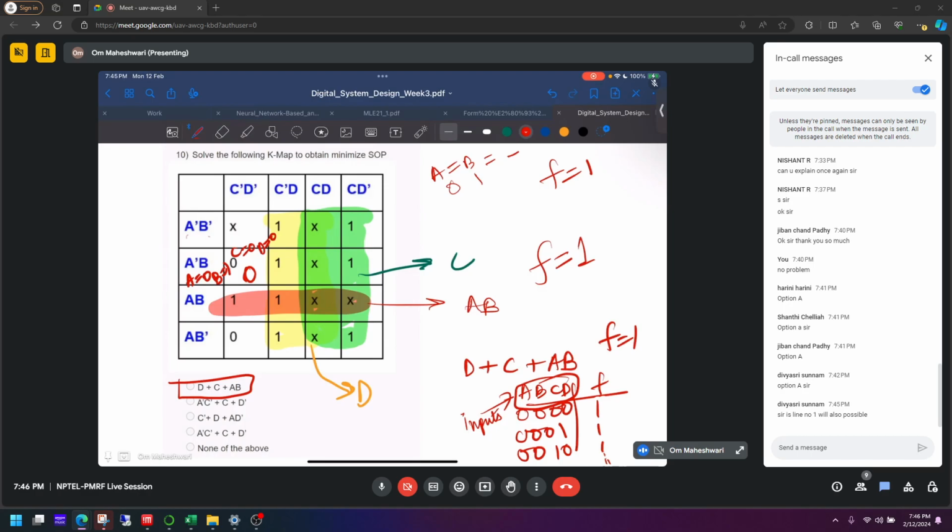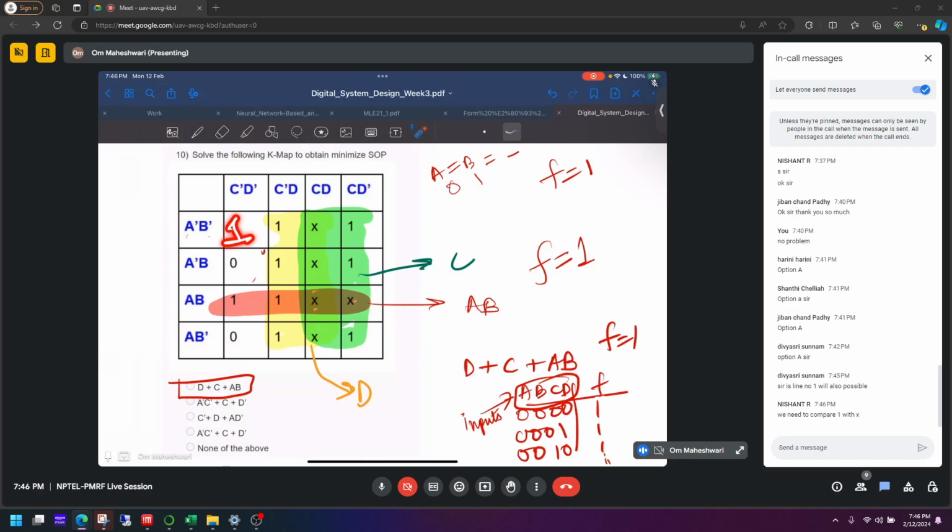Okay, so Divyasri asks, is line 1 number 1 also possible? So let me erase this first. If this is also possible, can anyone tell why we have not taken this? Because of the don't care is there, sir. So that term is not required for that case. So we will take don't care only if it is required.